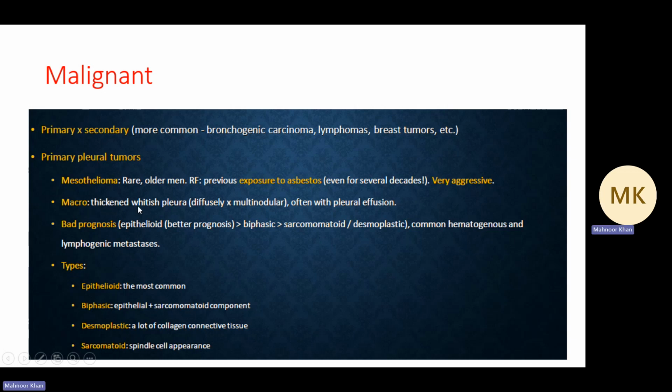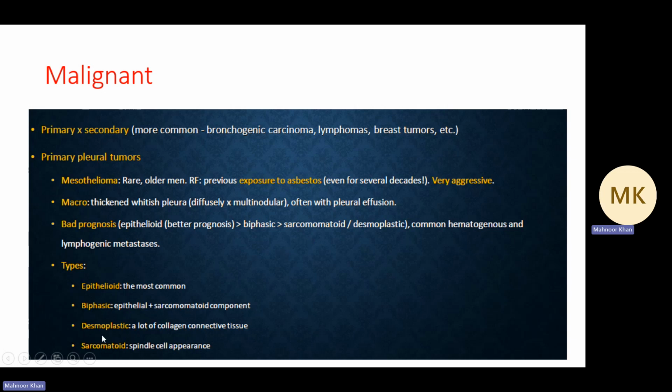How it looks like, we'll see in the picture, but for description, the macroscopy of malignant mesothelioma is thickened, whitish pleura with pleural effusion. Very important. This whole sentence is very important. So just stick it to your brain. Prognosis is bad, but it also depends on the type of mesothelioma we are talking about.